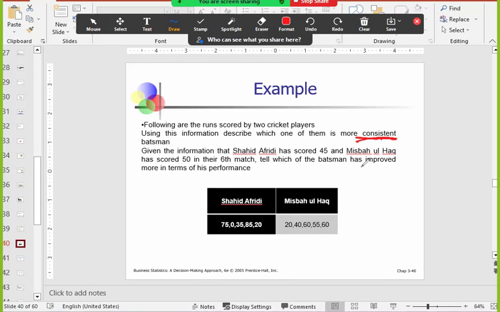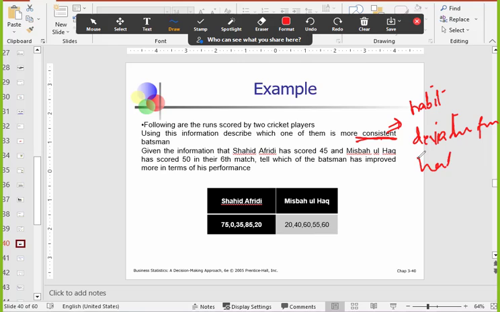In order to check for consistency, consistency includes two things. First is habit, and second is deviation from habit. If the habit is high and the deviation is low, it is consistent. If the habit is low and the deviation is high, it is inconsistent. So for Shahid Afridi, we will calculate the X bar and its standard deviation, and then the CV, which equals SA over X bar into 100%. Similarly, we will calculate for Misbah Haq.